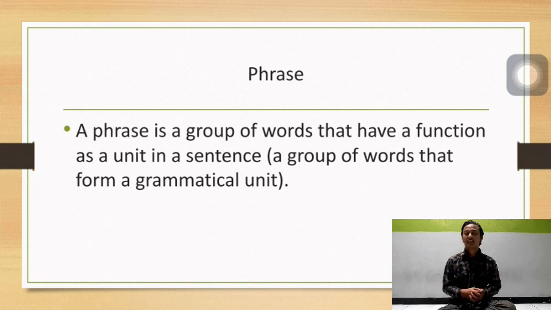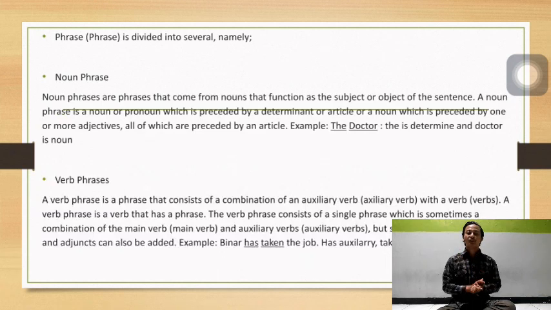What is a phrase? A phrase is a group of words that have a function as a unit in a sentence, or we say a group of words that form a grammatical unit. A phrase is divided into several types, namely noun phrase. Noun phrases are phrases that come from a noun that function as the subject or object of the sentence.